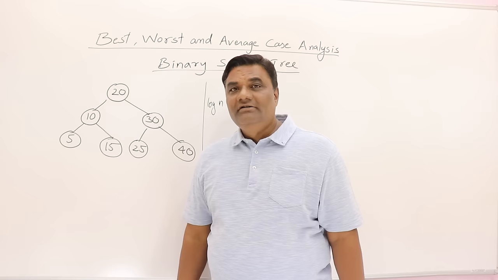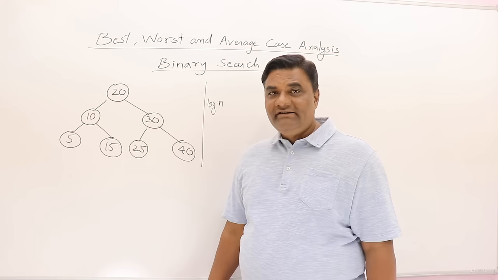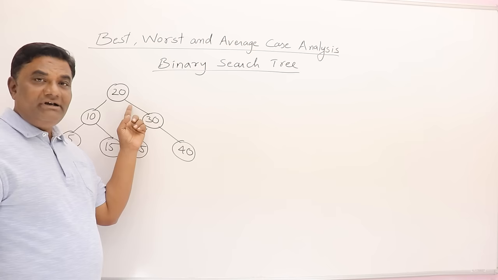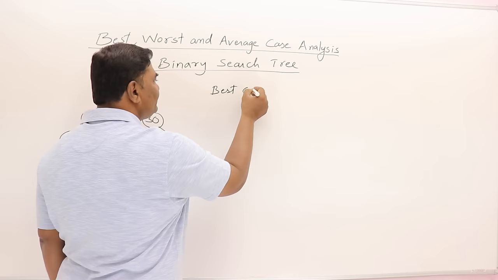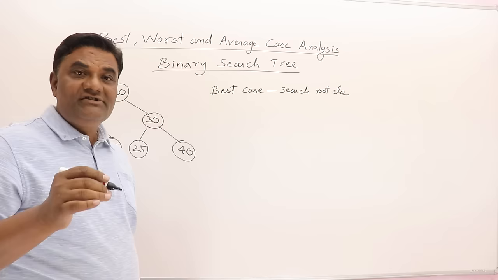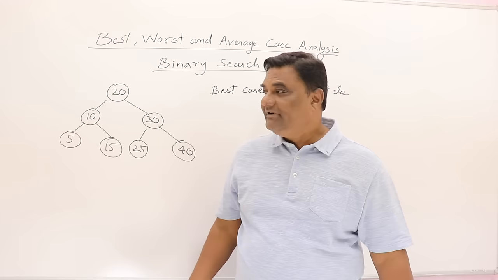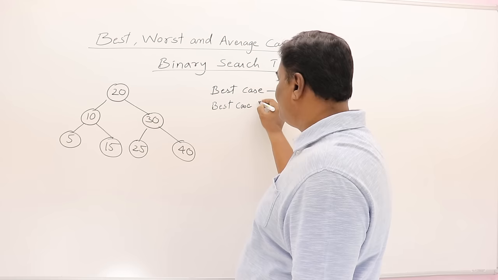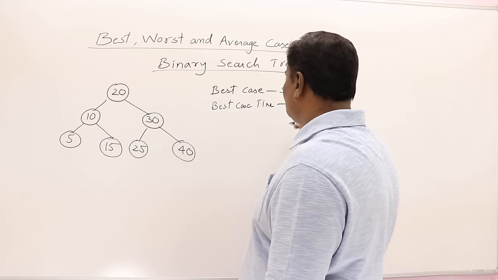Now let us understand what is best case time, and what is worst case time. Best case is if I am searching for the element which is present in the root. Means I am searching for the key element which is present in the root. So how much time will it take for searching for that particular element? Just constant time. If I am searching for 20, just check it in the root. Yes, the element is found. So the best case time is O(1).